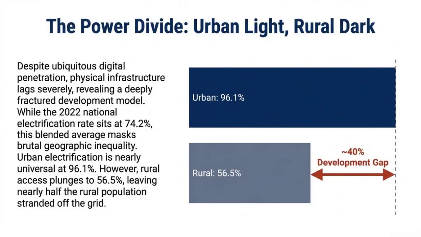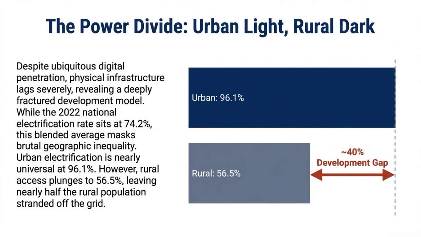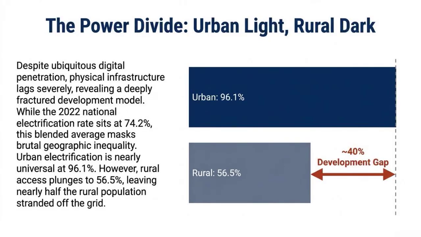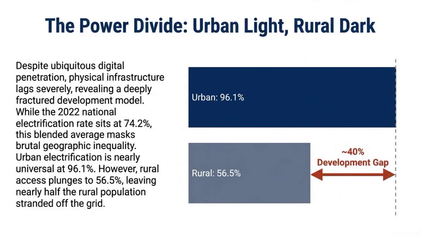It does. But the source material immediately dissects that average to reveal this extreme, deeply concerning inequality. They use a visual called a trellis chart to break down the urban-rural divide, and the gap is staggering. In urban centers, electricity access is at 96.1%. It's nearly universal. Streetlights, air conditioning. Yeah. But out in the rural areas, the access rate drops to 56.5%. So nearly half of the rural population lives entirely off the grid.